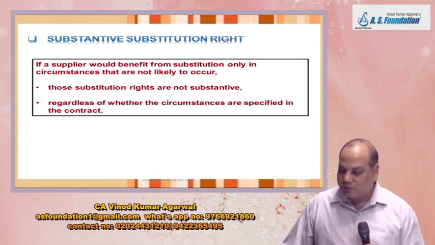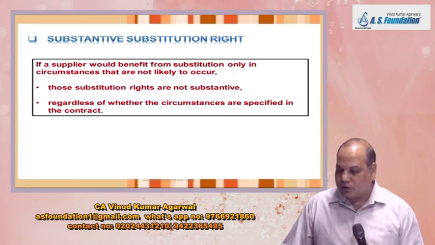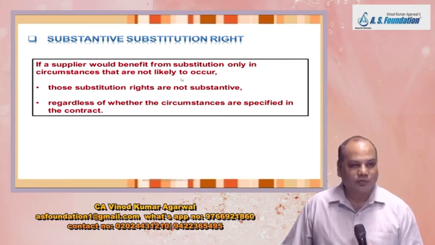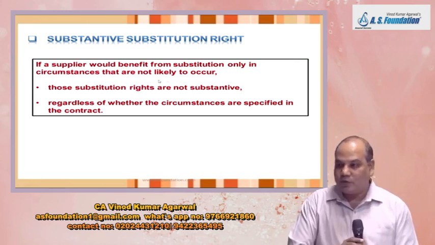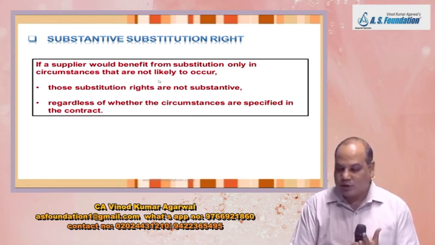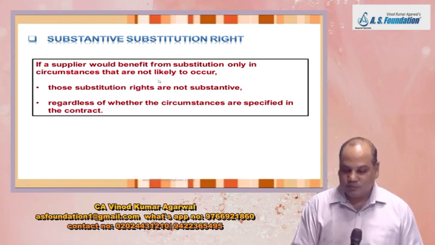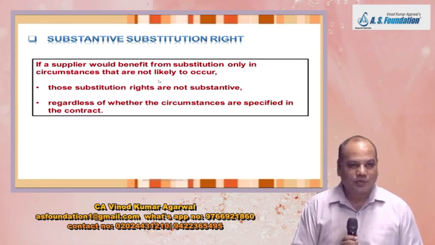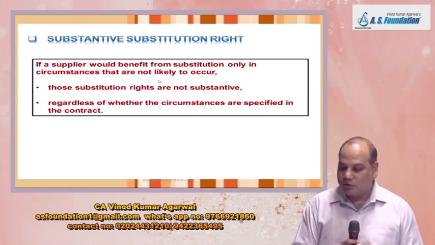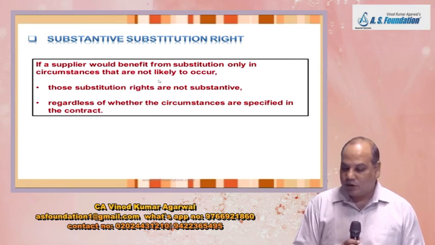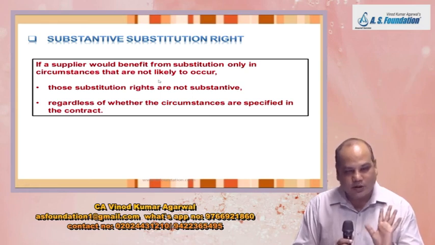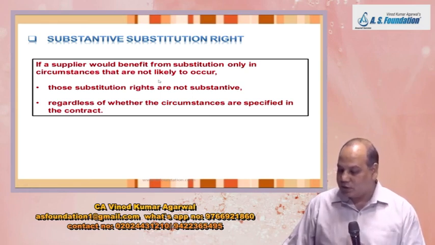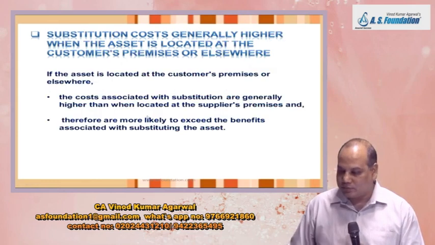If a supplier would benefit from substitution only in circumstances that are not likely to occur. Is it there in your note? If a supplier would benefit from substitution only in circumstances that are not likely to occur, then those substitution rights are not substantive. There is a condition, but that condition is not likely to occur. Then you will say it is not a substantive right, and therefore this agreement would be a lease agreement, regardless of whether the circumstances are specified in the contract.